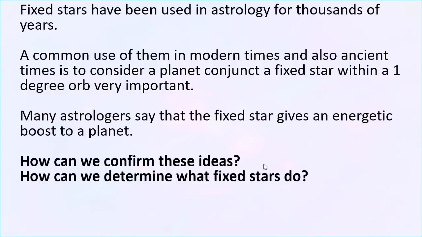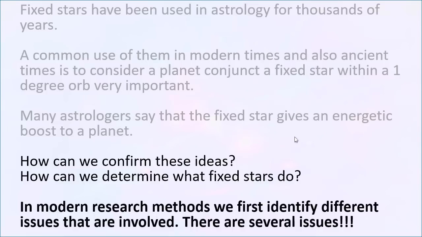How can we confirm these ideas, and how do we determine what fixed stars do? So that's one of the things we want to do. And in modern research methods, we first identify different issues that are involved. So let's look at these issues. In modern research methods and modern thinking, we don't just assume that the ancient ideas are correct or our usual way of approaching it.